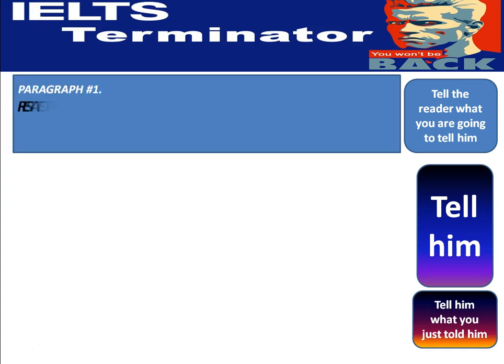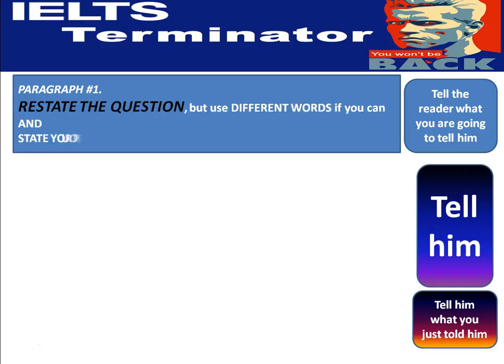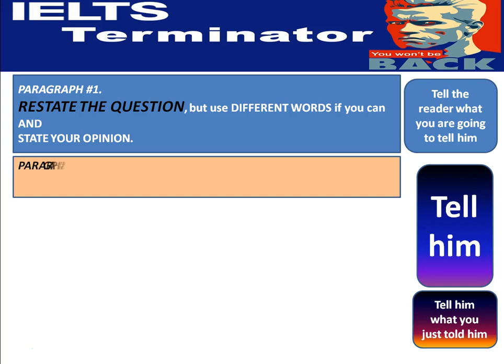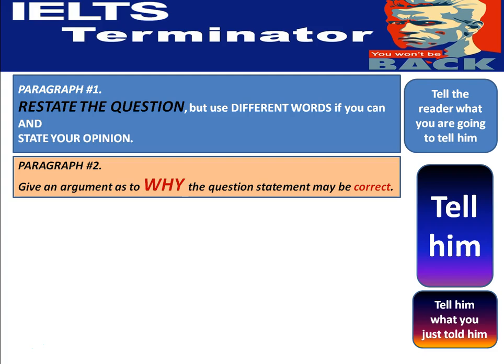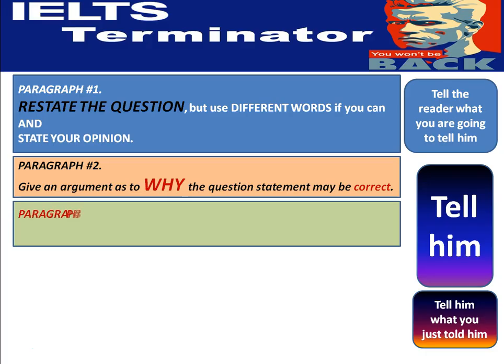Paragraph 1. You have to restate the question, but use different words if you can. And also, here you have to give an indication of your opinion. Then, in paragraph 2, you have to give an argument as to why the question statement may be correct. In paragraph 3, you then have to concede that the question statement may not be correct, and why that could be so.